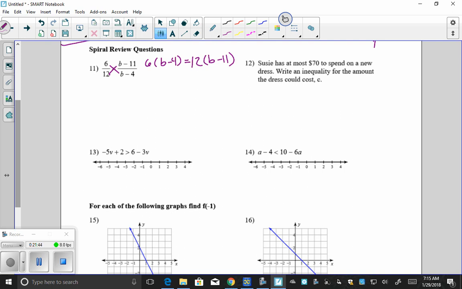Distribute into the parentheses, so I'm distributing the 6 and the 12. So I have 6b minus 24 equals 12b minus 132. I'm going to add 132 to both sides.